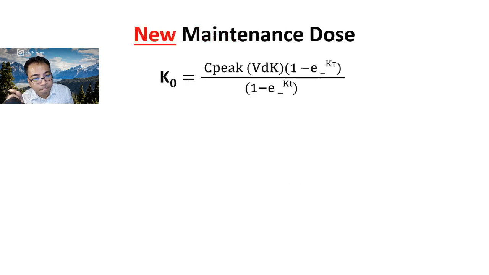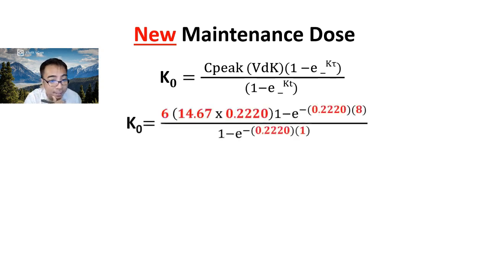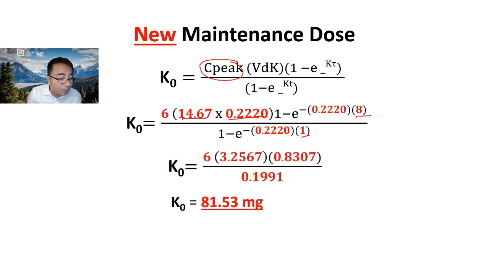And then the new maintenance dose natin would be this one. So apply the formula here. Yung desired C-peak natin. Tandaan nyo, ang C-peak dito would be the desired, not the actual, kasi we're computing for a new maintenance dose. So ang VD natin is 14.67, this is the actual, and then the actual K. Substitute everything: dosing interval natin, infusion time. At ang lalabas dyan would be 81.53.